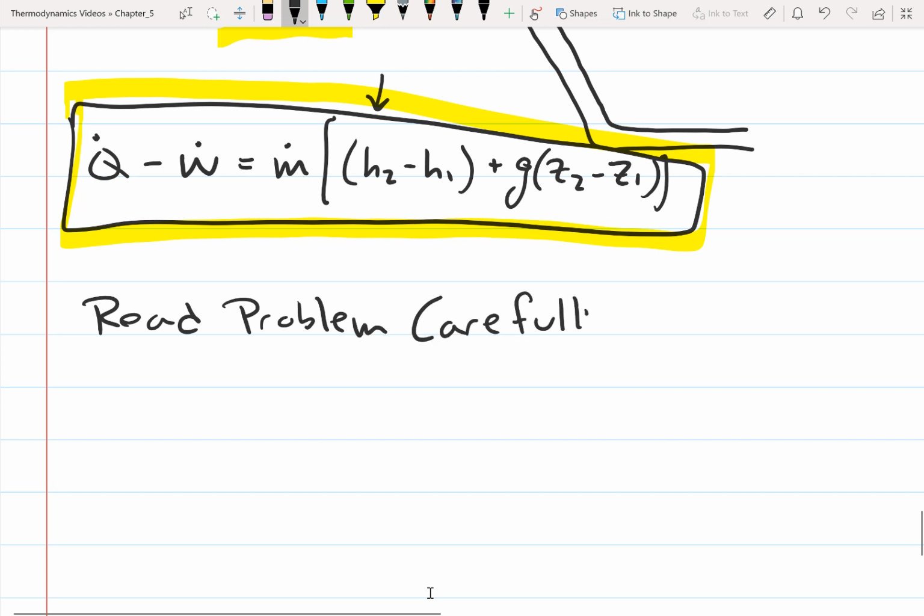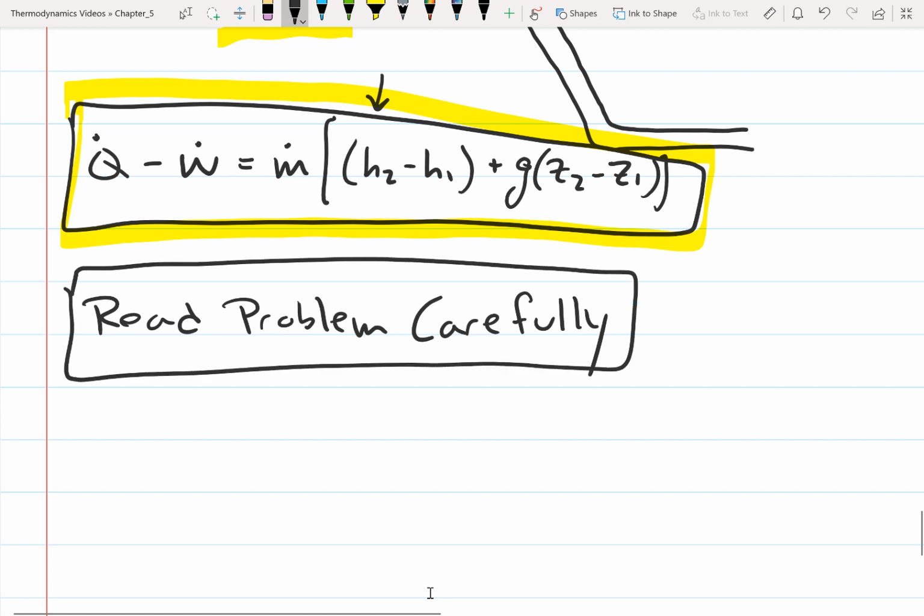So for instance, we said that heat exchangers are often well insulated. Well, what if it's not? Then you're going to need to consider your heat in or out. Same thing with a nozzle or diffuser. If it's not well insulated, then you need to consider the heat in or out. So you need to always read the problem carefully and make sure that the equation you're applying applies in your case. So in the next video, I'm going to start working on some example problems of how to apply this energy balance to these different types of devices.